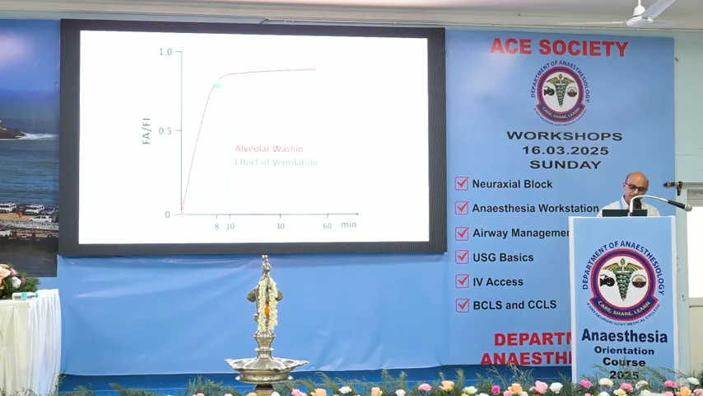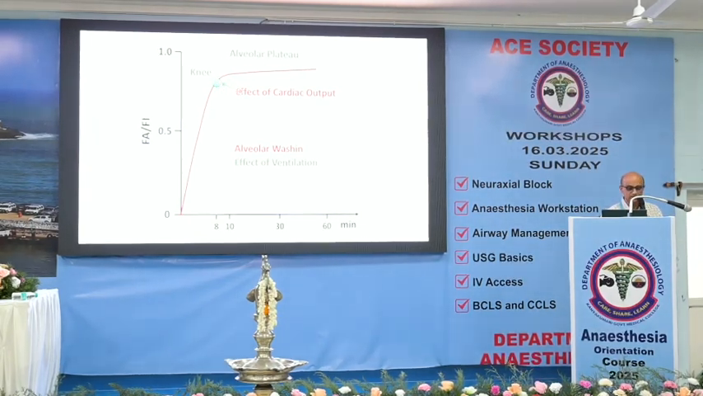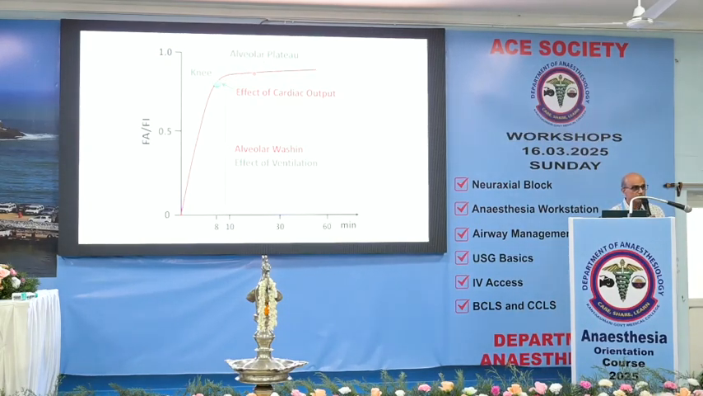So from 0 to about 0.75, concentration is achieved in the alveoli. The FI was 1, but FA is about 0.75. It has taken about 8 minutes to reach this particular point in the alveoli. Now, why is it not going up? It is not going up because there is something called a knee, which is produced by the cardiac output. Whatever concentration has reached the alveoli is going into the blood, and therefore the concentration in the alveoli is slowly falling or plateauing.